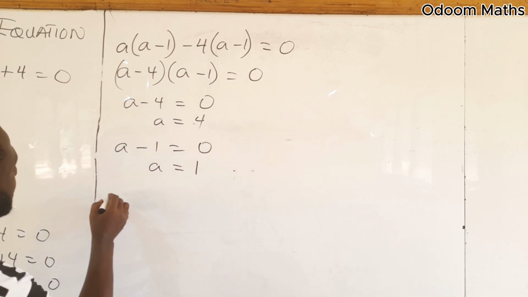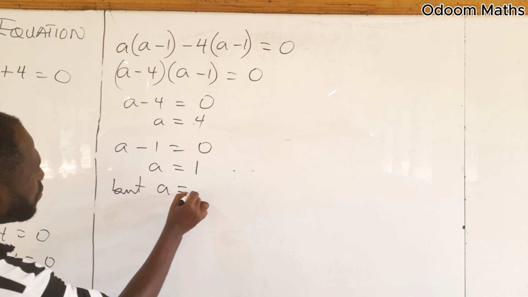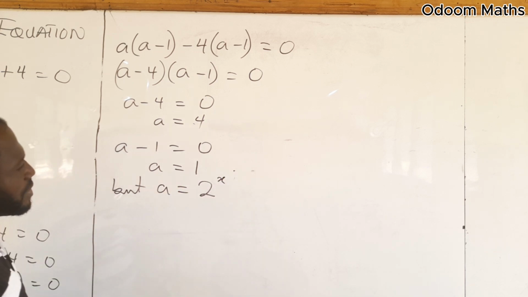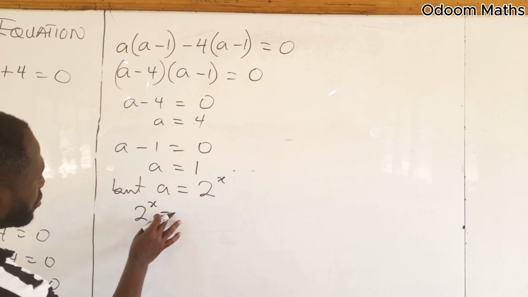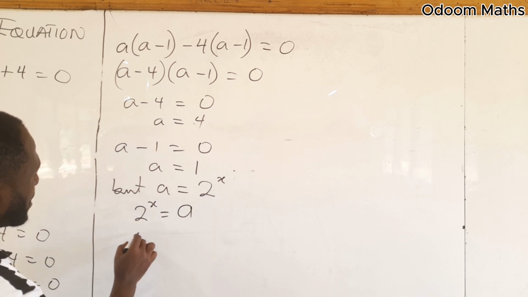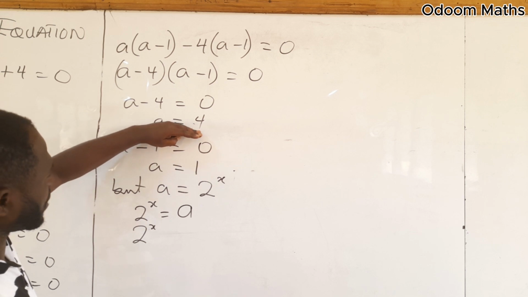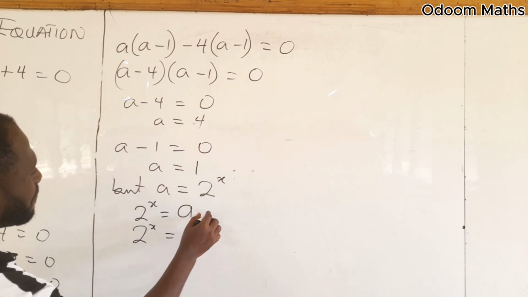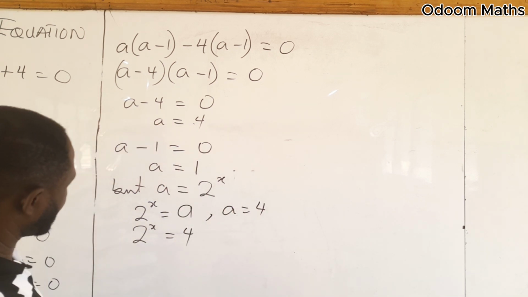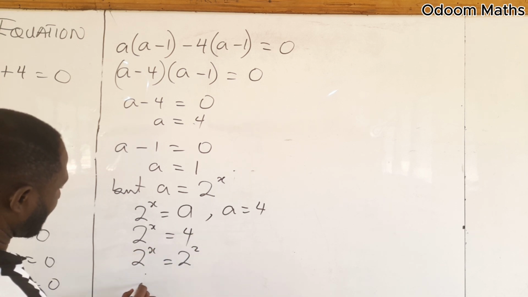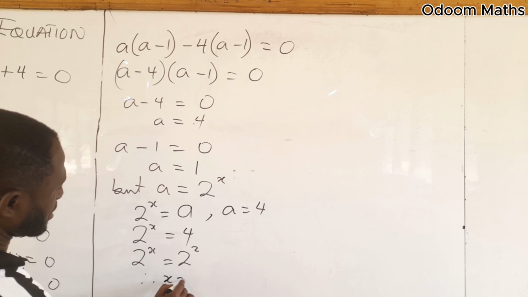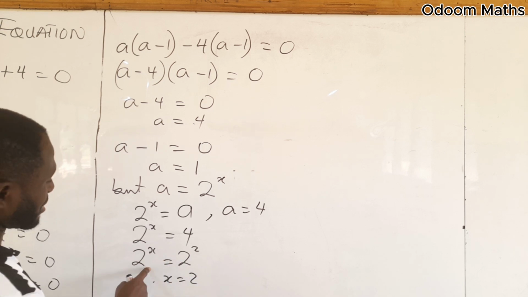We said a is equal to 2 to the power x. So in this case, I need to get back to where I started from. 2 to the power x is equal to a. Starting from the first one, 2 to the power x is equal to 4, because a is 4 here. Now 2 to the power x becomes 2 to the power 2, because 2 to the power 2 is 4. Therefore x is equal to 2. That is equating the powers because the bases are the same.